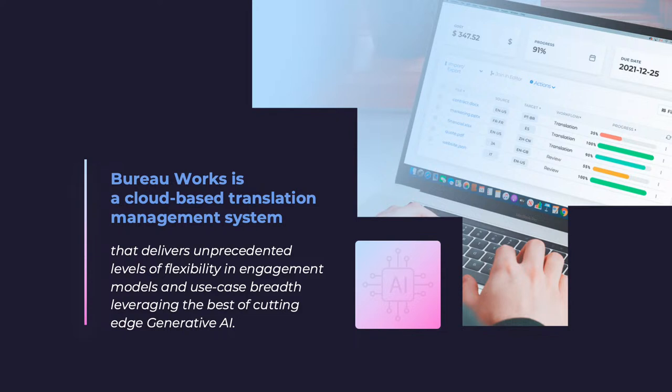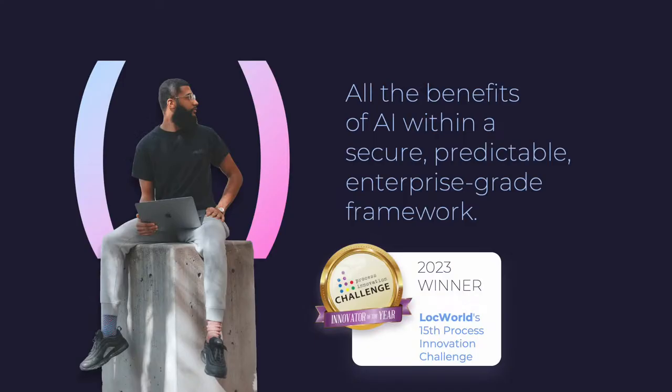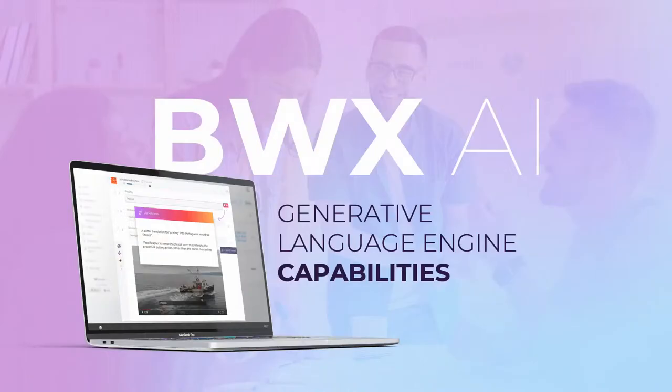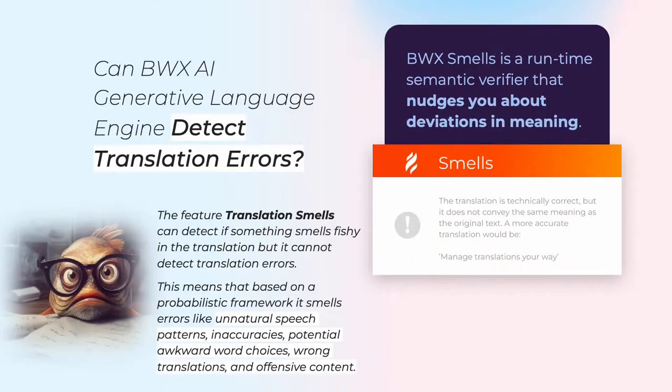It is a cloud-based translation management system combining the automations of a management system with the best features of generative AI integrated within the tool. This combination is what made BWX the winner of the Process Innovation Challenge at Locworld 50, and in spite of being a cloud-based system, it can support the benefits of Gen AI in a secure framework. So what makes BWX so special? What are the BWX AI generative language engine capabilities?